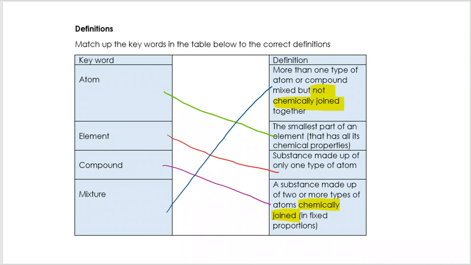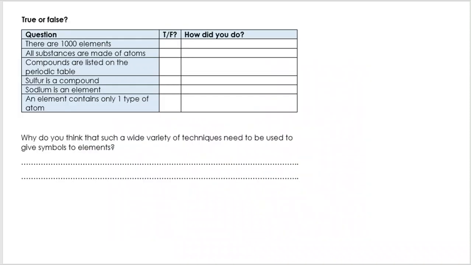Good example of a mixture is the air around us. We've got molecules of nitrogen, molecules of oxygen, we've got molecules of carbon dioxide, we've got atoms of argon, and they're all mixed up together, but they're not combined with one another. Okay, let's move on, have a go at this task.